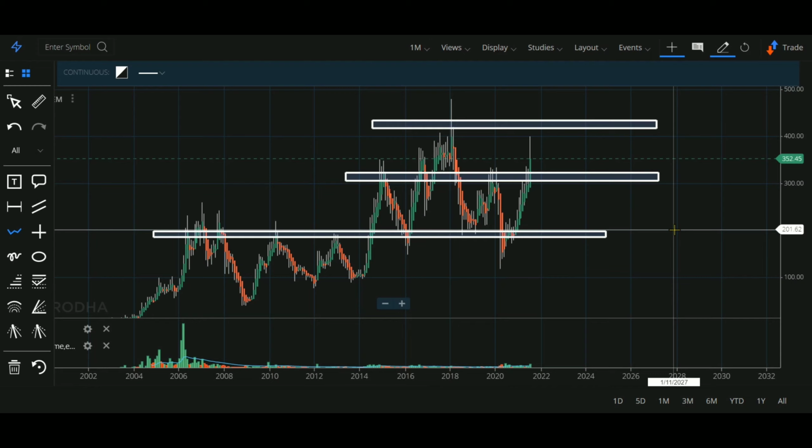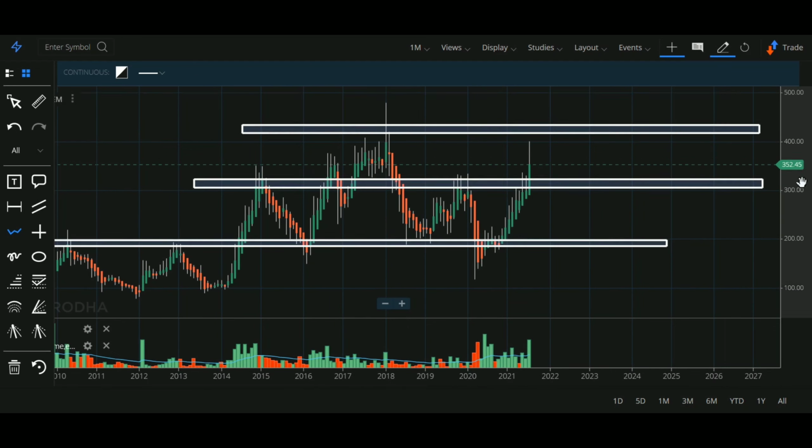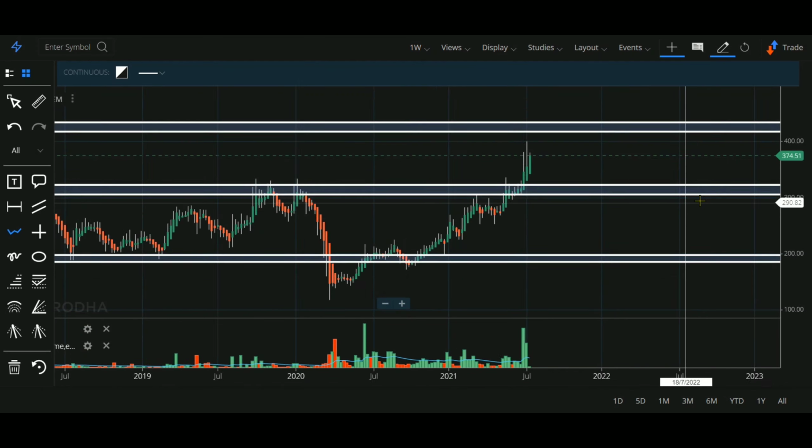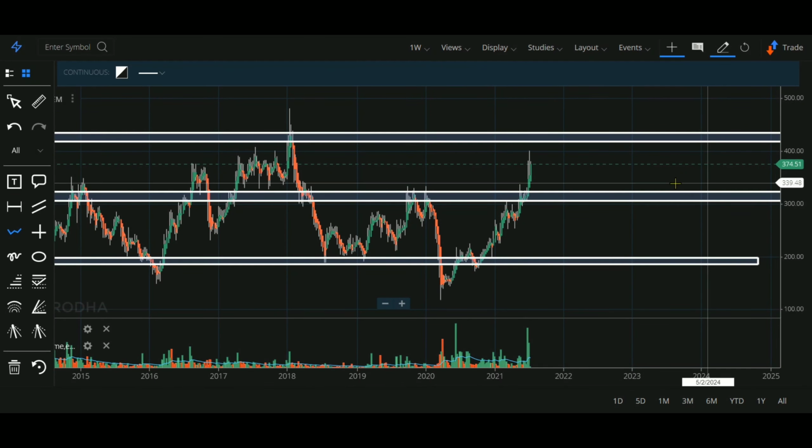I'll try to make a video on this subject because a lot of traders have asked me about which time frame to select, which is the time frame that actually works, because there are a lot of doubts going on around this topic. So I'll try to make a video on this as well. But right now, let's just focus on this specific chart and move on to a weekly time frame.